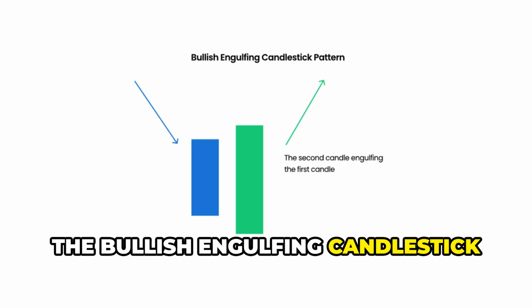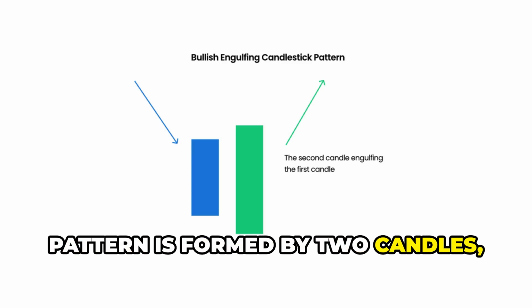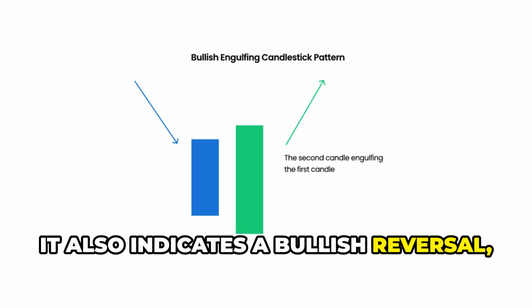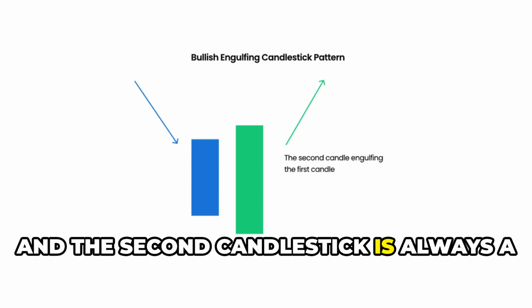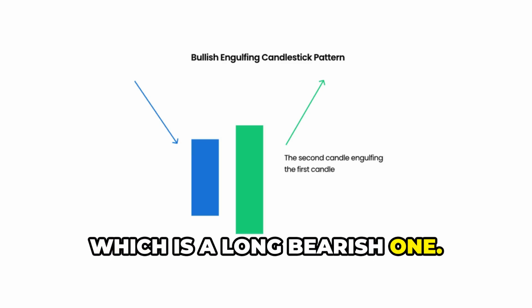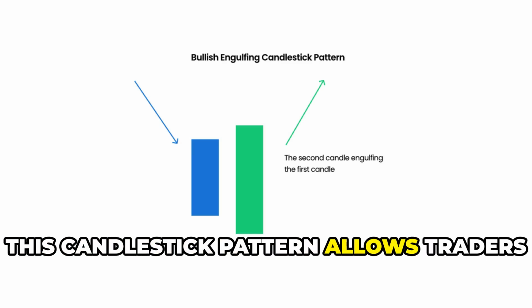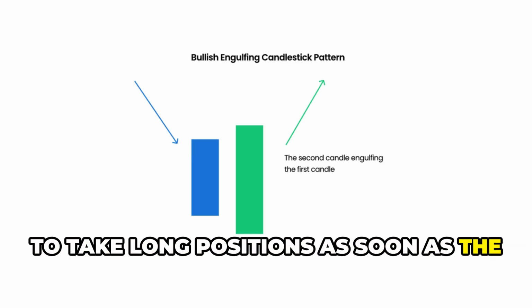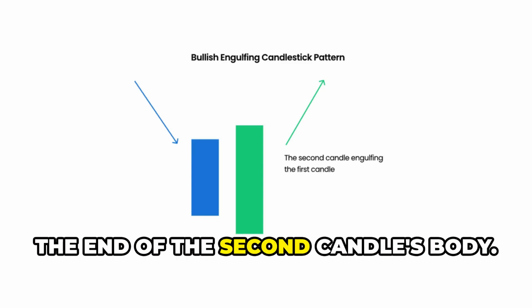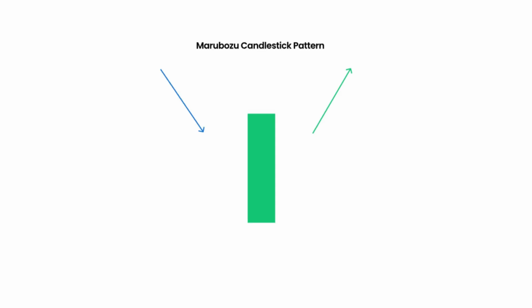The bullish engulfing candlestick pattern is formed by 2 candles, where the second one engulfs the first one. It also indicates a bullish reversal, and the second candlestick is always a long bullish one, entirely engulfing the first candlestick, which is a long bearish one. This candlestick pattern allows traders to take long positions as soon as the pattern completes, with an option to place the stop loss at the end of the second candle's body.